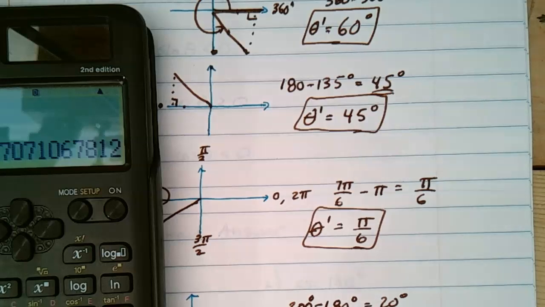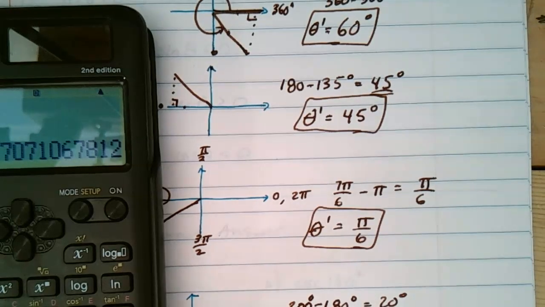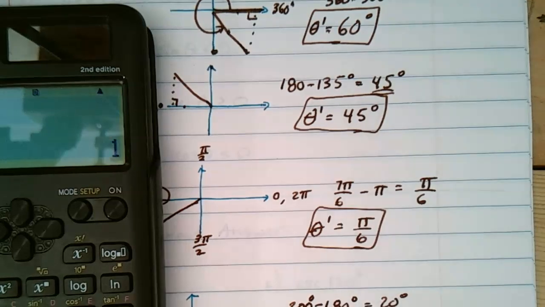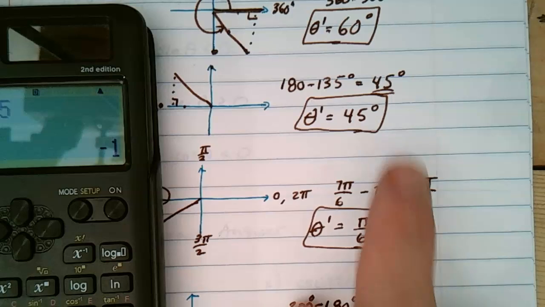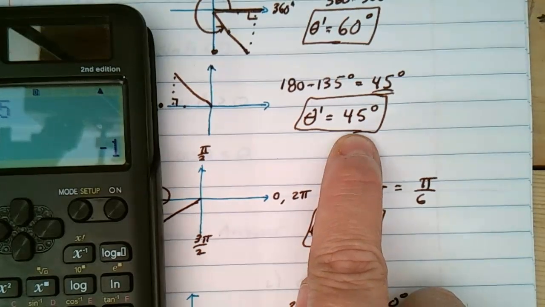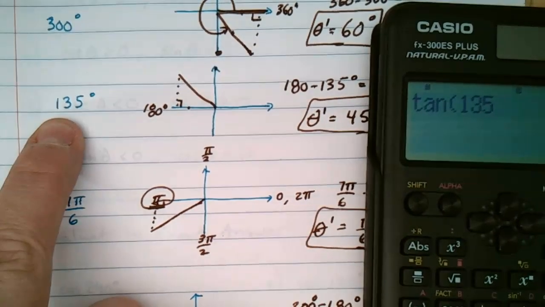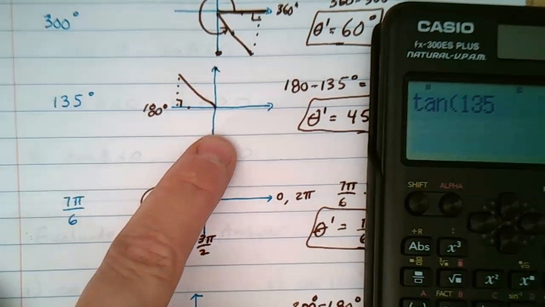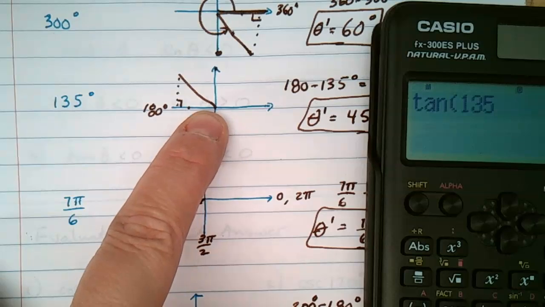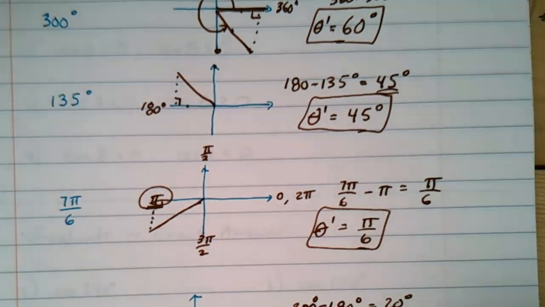Of course, the tangent of 45 is positive 1, and the tangent of 135 is negative 1. Why? Because your calculator thinks this is in quadrant 1, and your calculator knows that this is in quadrant 2. But they both make a 45-degree angle. So make sure you understand reference angles.